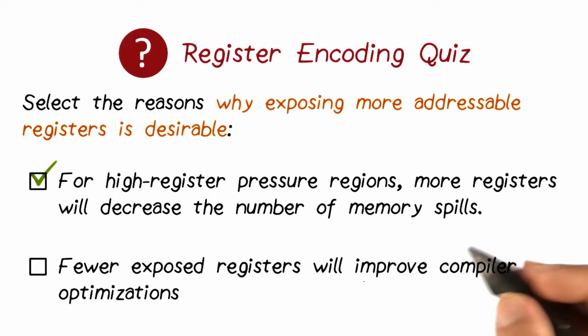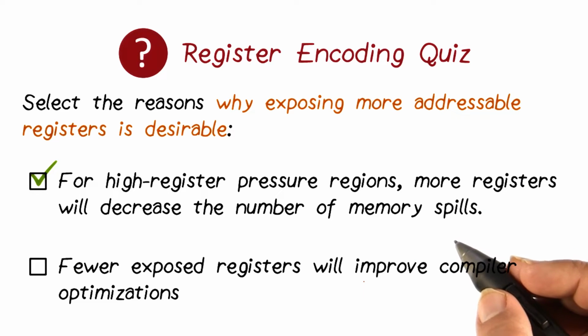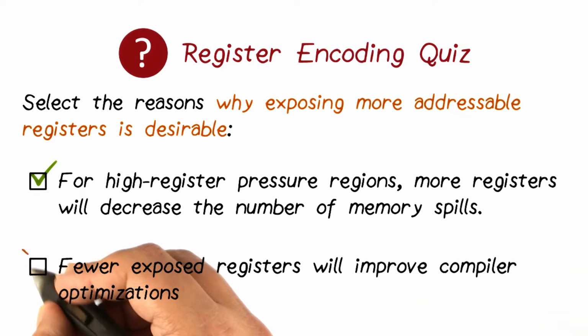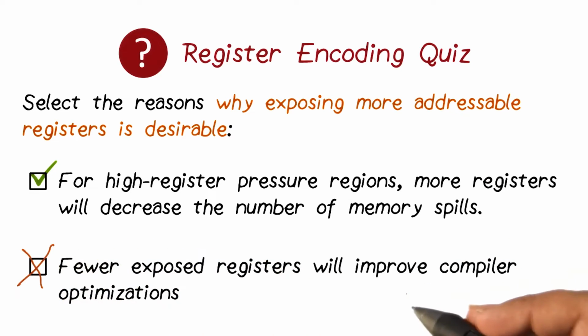Now let us look at the second statement. Fewer exposed registers will improve compiler optimizations. This statement is obviously false. The reason, of course, is that the fewer the exposed registers are, the more spills there are going to be, and the poorer the code quality is going to be, and we are going to have lots and lots of load stores in such code, and they are going to result in more cycles and poor performance.